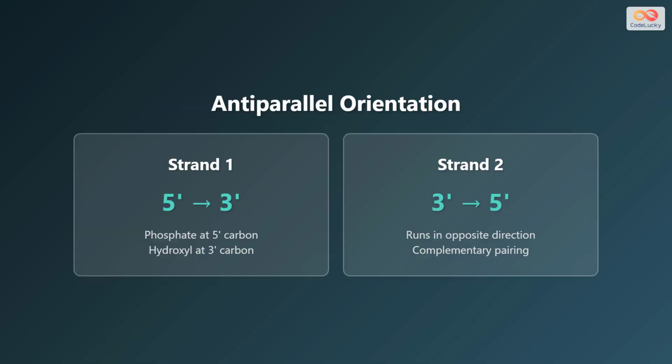The 2 strands of DNA run in opposite directions, which is called antiparallel orientation. One strand runs from the 5' end to the 3' end. The 5' refers to the 5th carbon atom on the sugar molecule where a phosphate group is attached. The 3' refers to the 3rd carbon atom where a hydroxyl group is attached. The second strand runs in the opposite direction, from 3' to 5'. This antiparallel arrangement is essential for DNA replication and for the enzymes that read and copy DNA.